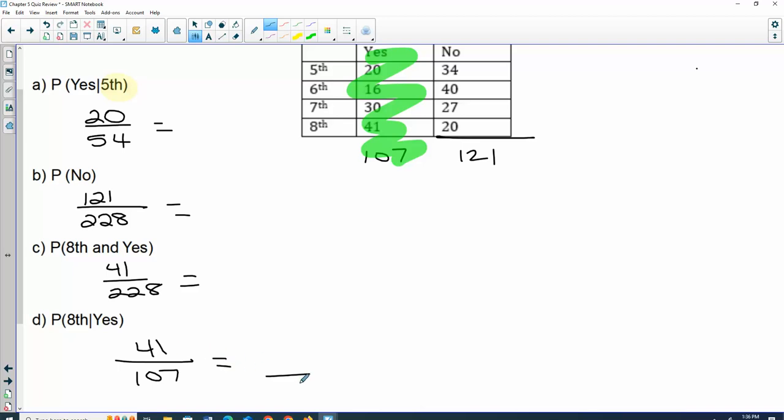Why on C did you divide by 228? Because I didn't give a condition, so that means it's out of everybody. Oh, because the yes had to be on the bottom. Well, it was just an and, meaning I was only looking for people that meet both of these requirements, in 8th grade and saying yes. When it's a given, that's when our denominator is not out of everybody. Other questions?